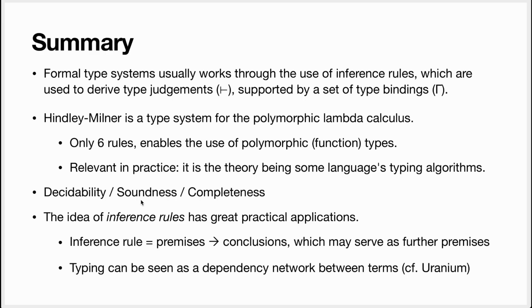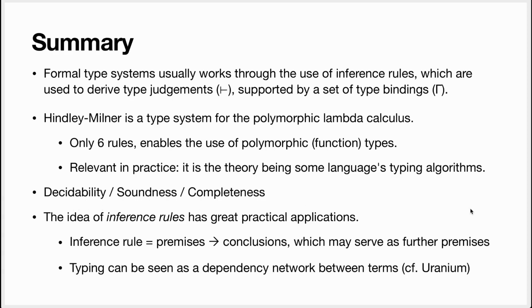Soundness means that if the typing algorithm derives a type, this type is correct. It's never wrong. Completeness means that all programs can be typed. If you have to give up one of these three properties, it's better to give up completeness, right? You don't want your program to assign types which are not correct, and you don't want your type algorithm to hang forever.